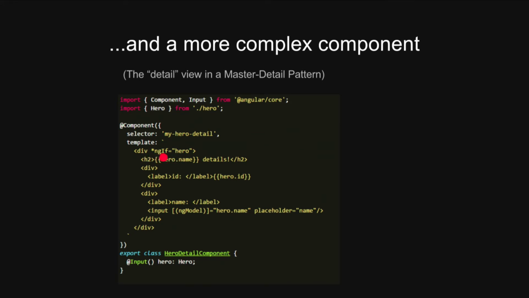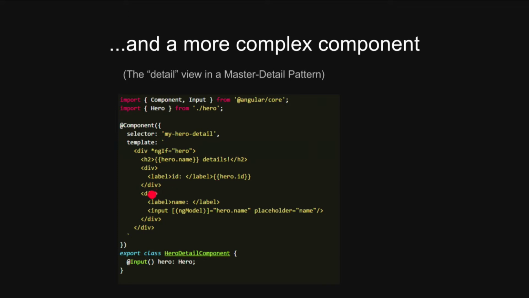This ngIf is basically saying render this component if this hero exists, if it's truthy, as we say. Once we know that hero exists, we're going to render the hero's name. We're going to render the hero's ID. And these double braces should look familiar if you've done any Angular 1. It's just one-way data binding, also called interpolation.